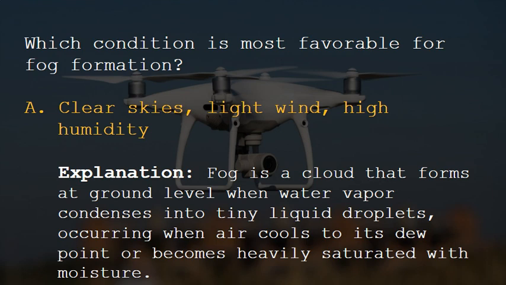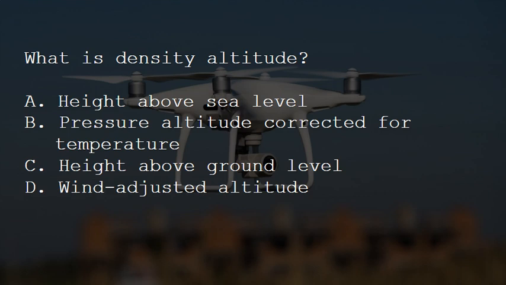The answer is A. Clear skies, light wind, high humidity. Fog is a cloud that forms at ground level when water vapor condenses into tiny liquid droplets, occurring when air cools to its dew point or becomes heavily saturated with moisture. What is density altitude?